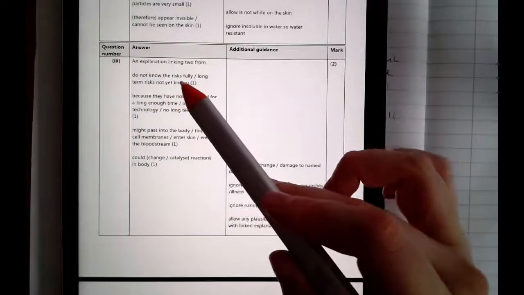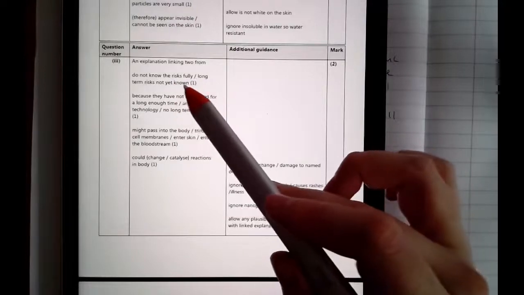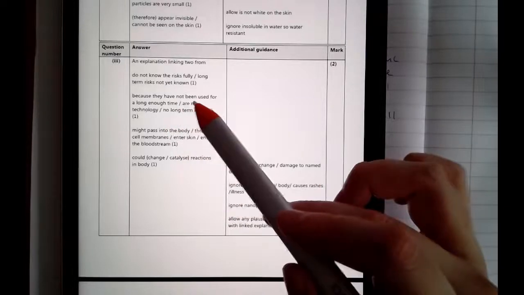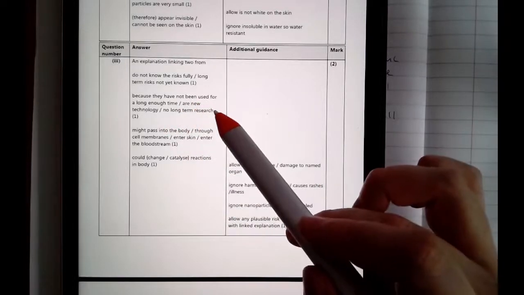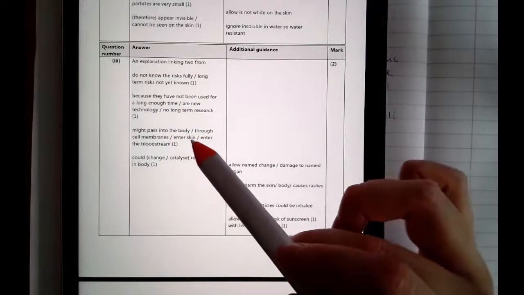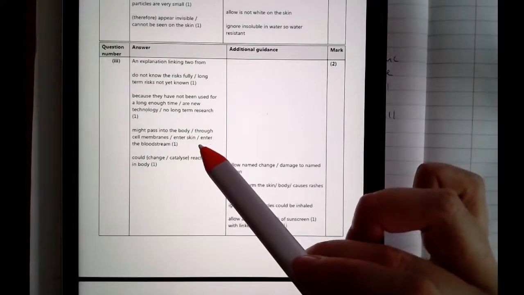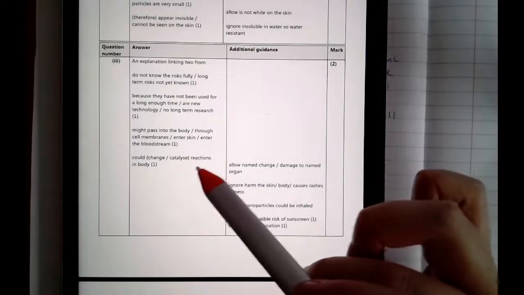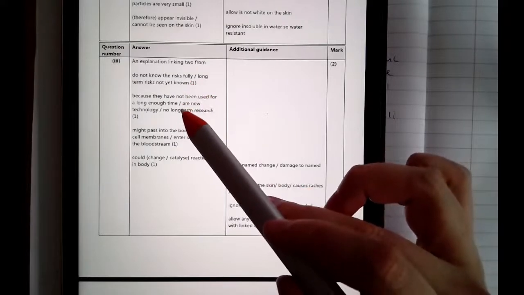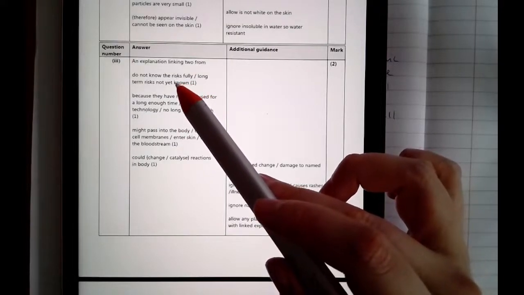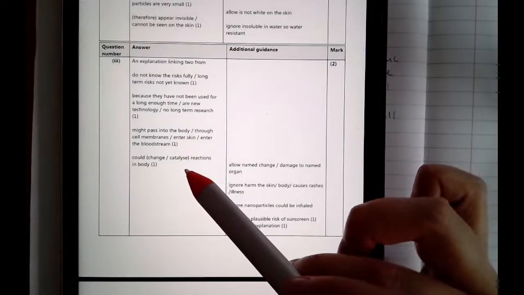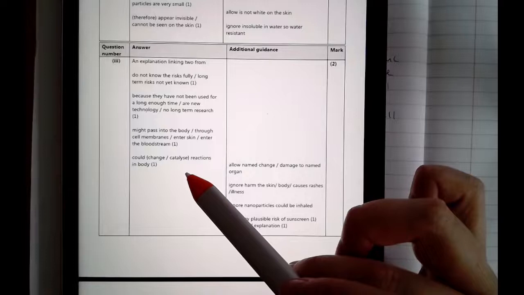Do not know the risks fully, or the long-term risks are not known. Why? Because they are new, okay, a new technology, or they have not been used for a long enough time. Other risk, they might pass into the body, get through the cell membranes, enter the skin, get into the bloodstream. What's the problem with that? They could change the reactions in your body. So make sure whatever you're saying, you're then backing up. So we don't know the risks. Why? Because they're new. They might pass into your body. What difference does that make? They could change the chemical reactions taking place.